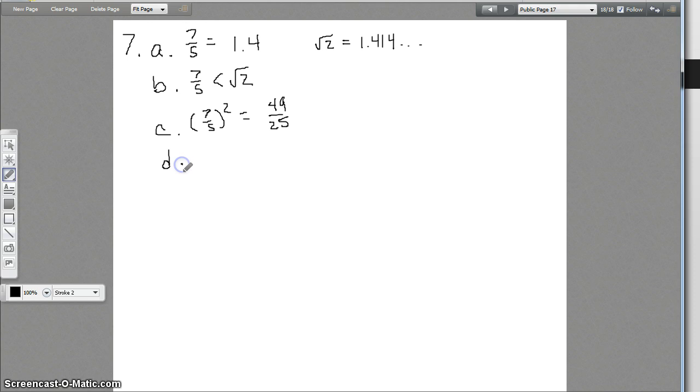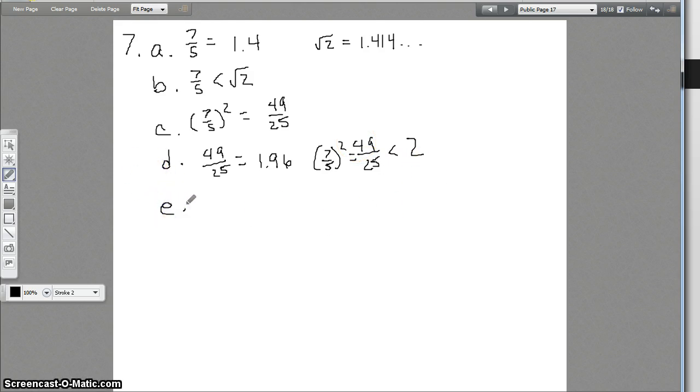Okay, part D asks if 7/5 quantity squared is smaller or larger than 2. So 49 over 25, when you punch that in a calculator, what you get is 1.96. That is less than 2. So 49 25ths is less than 2. Or actually, I think it asked it as 7/5 squared is less than 2.